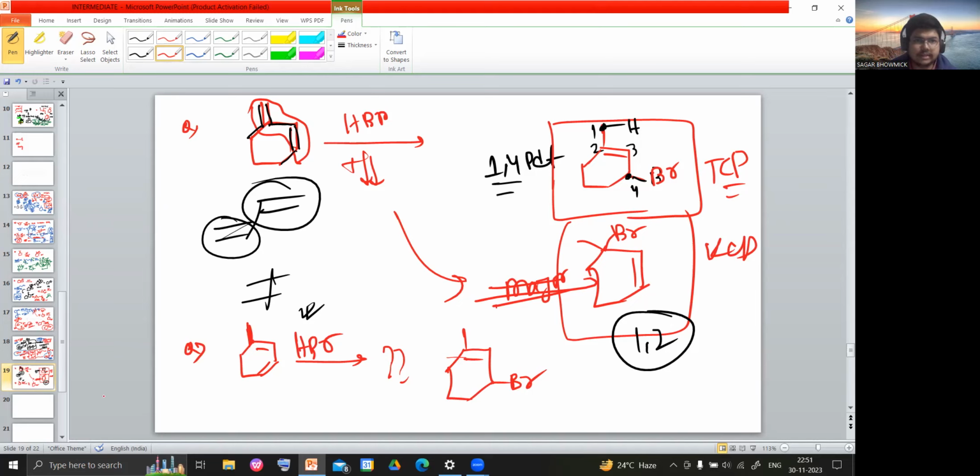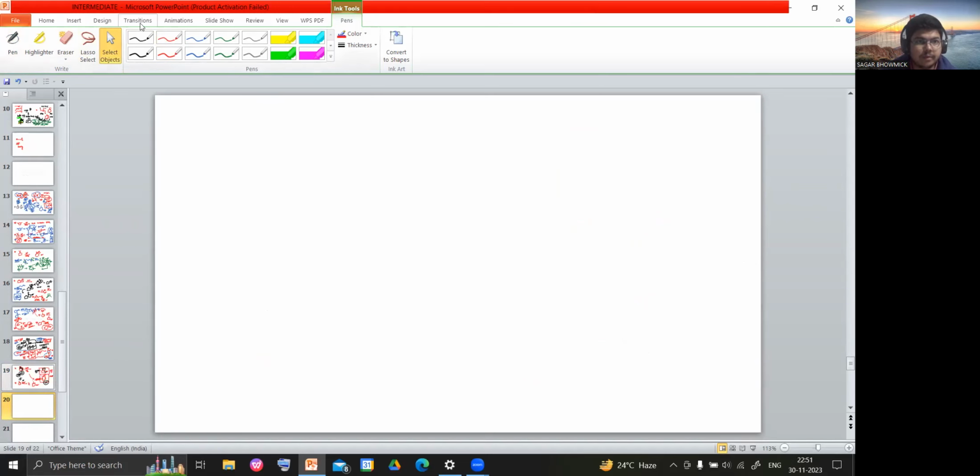That's all. This is actually the critical part to tackle conjugated dienes. This is very simple, I hope.